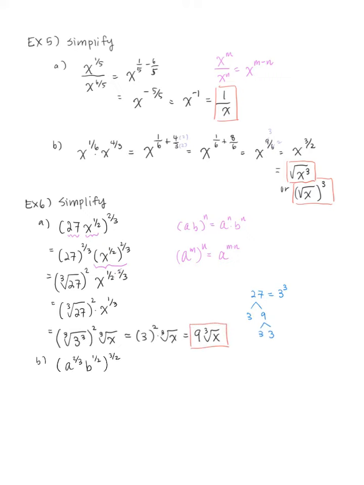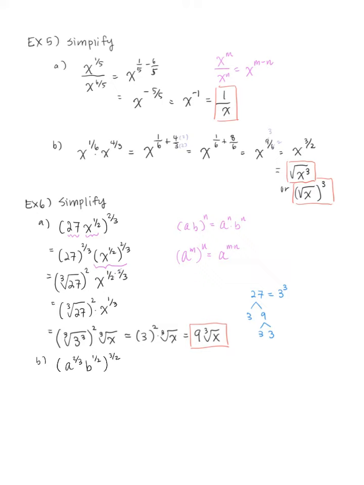Let's do another one. So we have part B. All right, so first things first. What's in the parentheses, you cannot combine those two because our bases are different. The first base is A, and the second base is B.